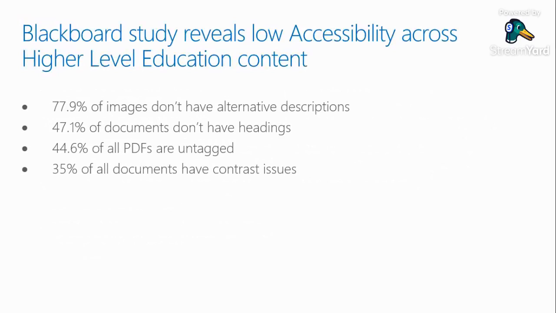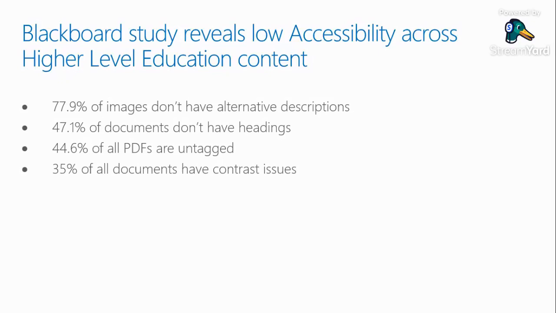Okay, so this is U.S. statistics. A Blackboard study reveals low accessibility across higher education content. 77.9% of images don't have alternative descriptions. Have you ever encountered images where you can barely see anything and there's no audio accompaniment? Have you ever experienced that? I did, and I didn't understand anything that I was looking at. So the very first thing you can do for students is to ensure that we create accessible content. I'll be showing you how to do that later, okay?